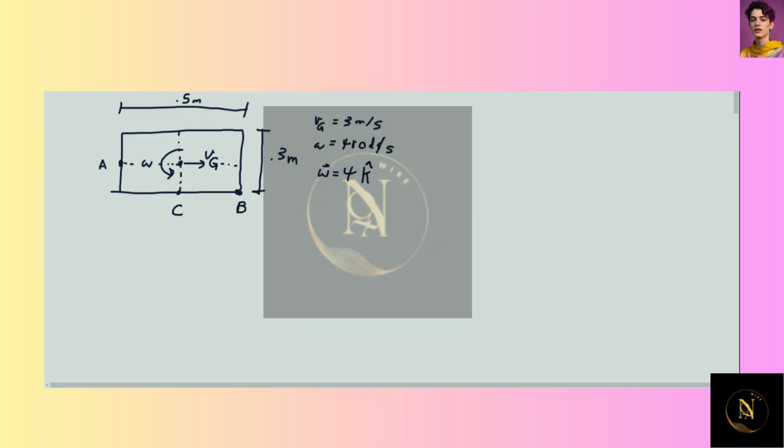So we can look at r_A, the position of A, and that would just be negative 0.25 meters in the i-hat direction, because that's just this distance to the left. B, on the other hand, will be at an angle, so we'll have r_B equals 0.25 i-hat minus 0.15 j-hat.